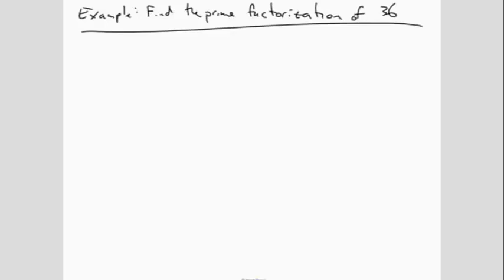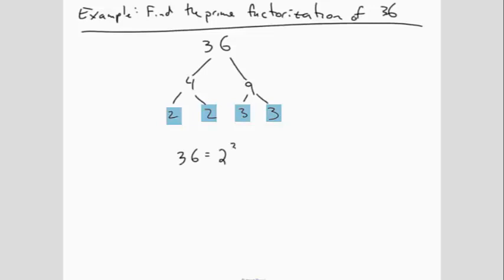Example, find the prime factorization of 36. We will start out the factorization by using 4 times 9. Is it possible to factor 4 any further? Yes, 4 factors into 2 times 2. Is it possible to factor 9 any further? 9 factors into 3 times 3. The numbers 2 and 3 are both primes, so these branches all stop here. And this gives us our final factorization. 36 is equal to 2 to the second power times 3 to the second power.